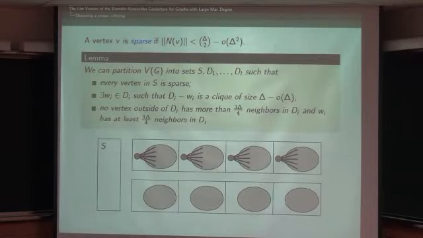And this clique is a big clique. And what I mean by big is it has size delta minus little o of delta. So it has size approximately delta, but maybe smaller. So this is a very nice decomposition. And after we have this decomposition, what we can do is apply the local lemma.